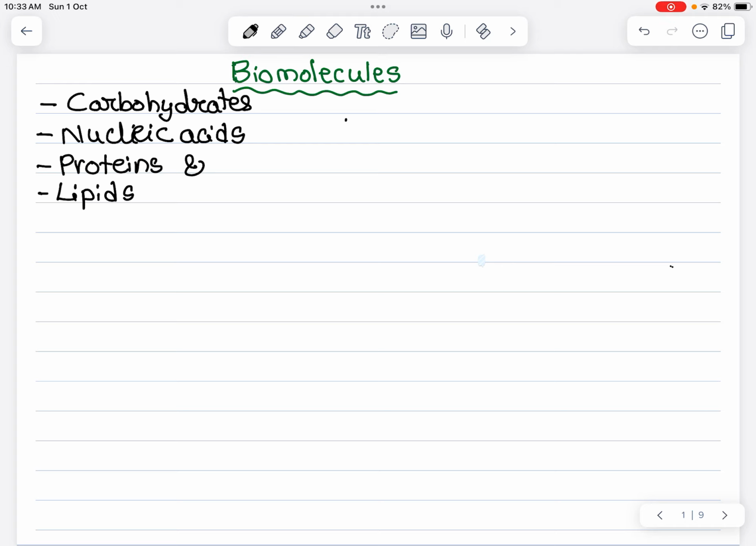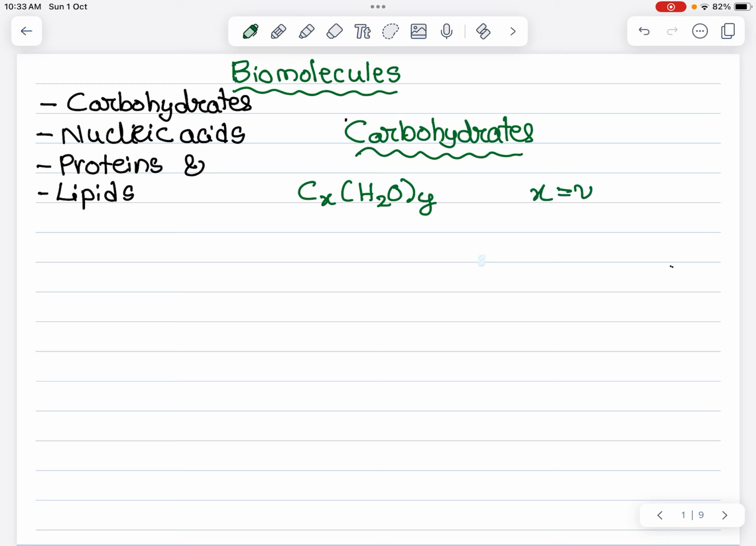Today we are going to discuss carbohydrates, the definition of carbohydrates and the classification and functions in different organisms. So let us begin with carbohydrates. The carbohydrates are represented with the empirical formula CxH2Oy, where x and y may be equal or may not be equal.